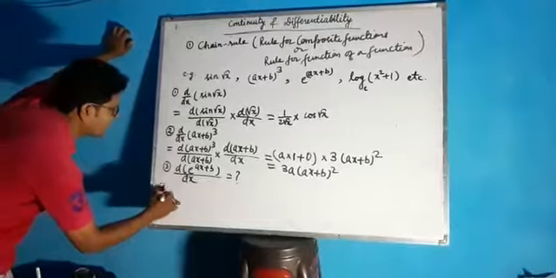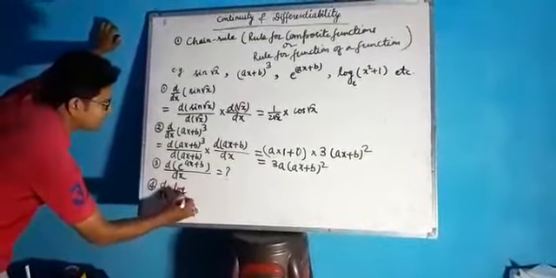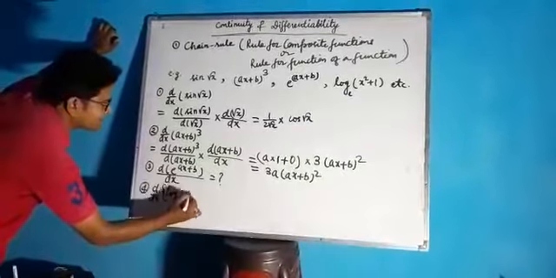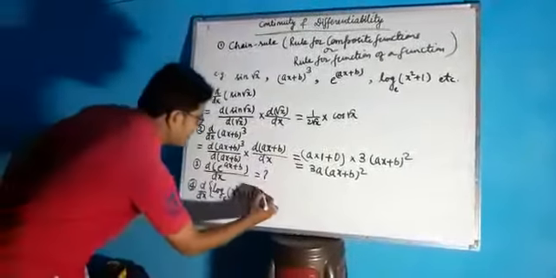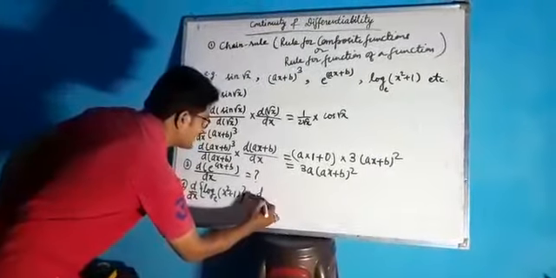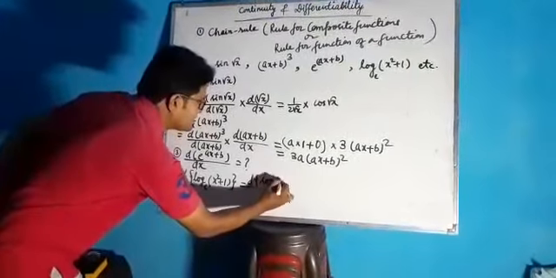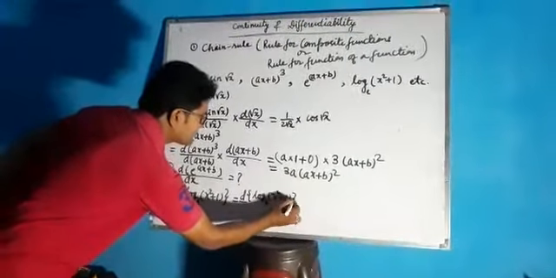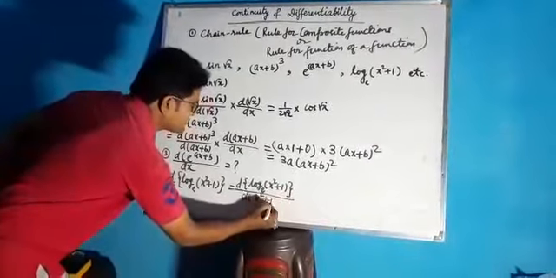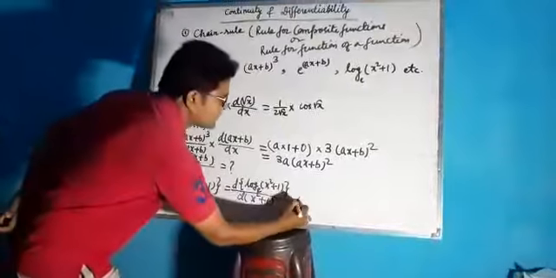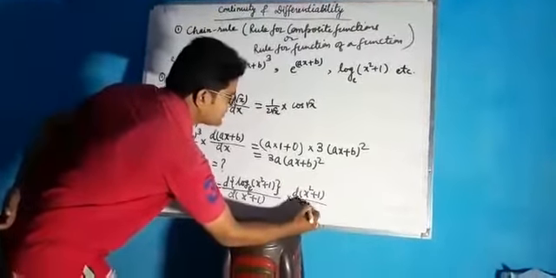Now fourth one, derivative of logarithm to the base e of x square plus 1. Now see how will you differentiate it. Again the same process I have told you to apply. Derivative of logarithm to the base e of x square plus 1 with respect to x square plus 1, first of all you differentiate. Then derivative of x square plus 1 with respect to x.